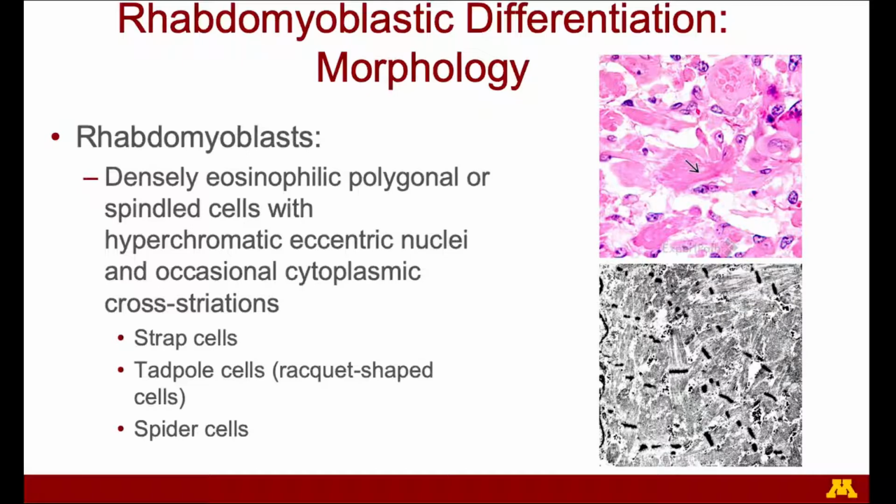we can see rhabdomyoblast with typical mixture of thick fibrils, which are myosin, and thin fibrils, or actin, with distinct Z banding in several locations. Electron microscopy was the only ancillary study to diagnose Rhabdomyosarcoma for decades until the immunohistochemistry developed later.